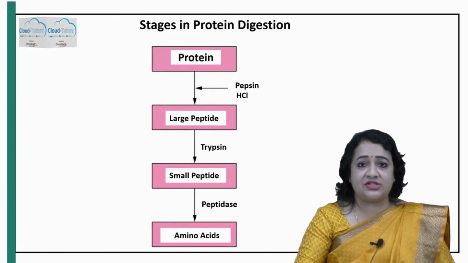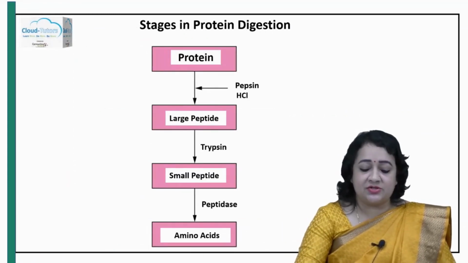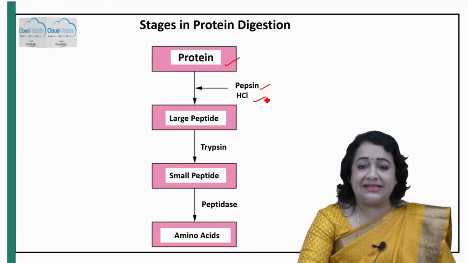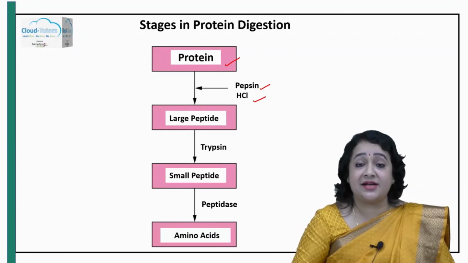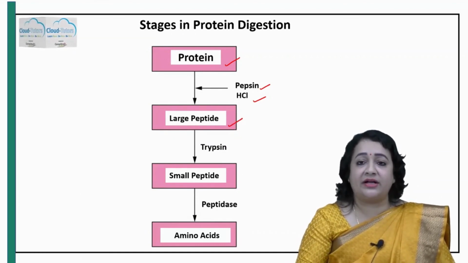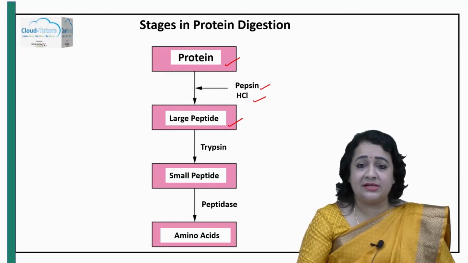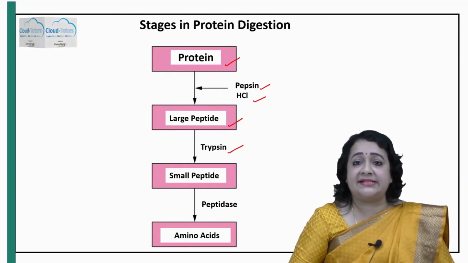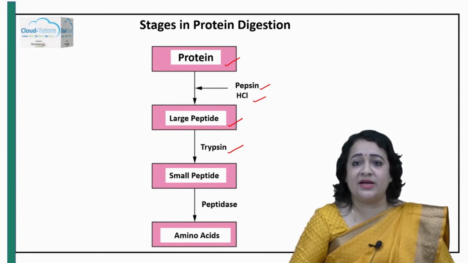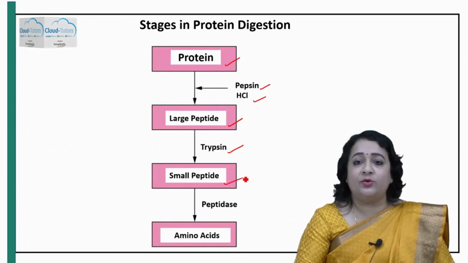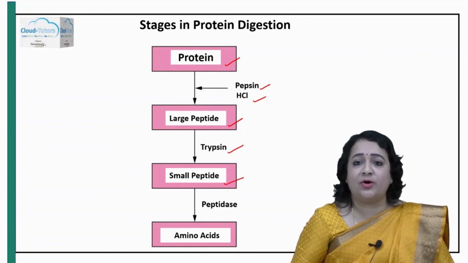Next we have stages in protein digestion. Protein, which is a complex molecule, is acted upon by pepsin and HCl in the stomach. So protein will be converted into large peptide molecules. Now these large peptide molecules will be acted upon by an enzyme called trypsin, produced by the pancreas. Trypsin will act on large peptides and they will be broken down into smaller peptides.